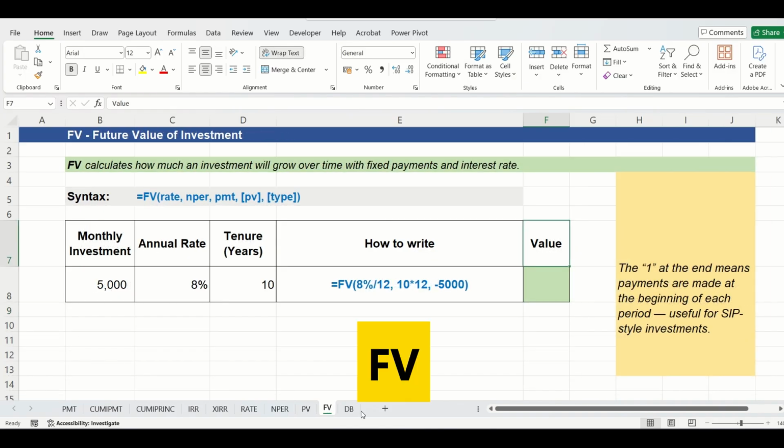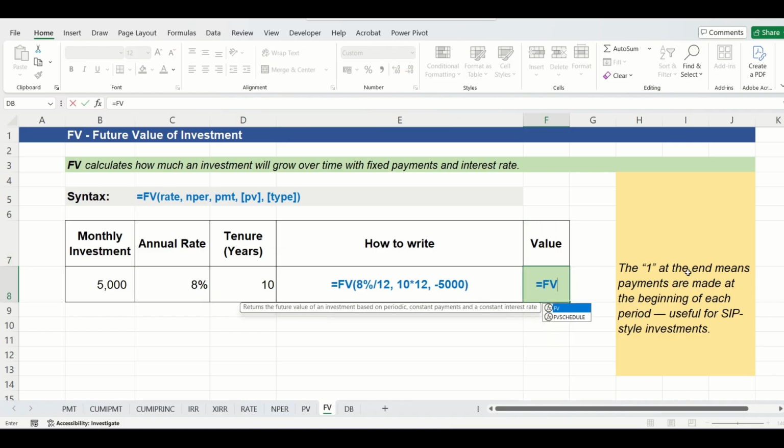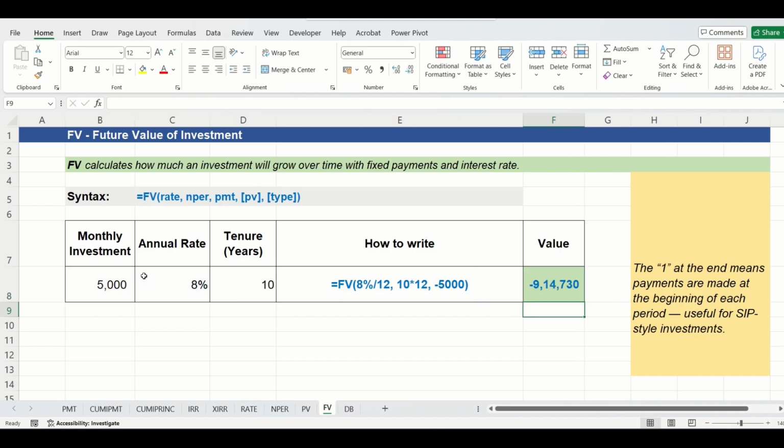A similar formula is FV, the future value of an investment, which calculates how much an investment will grow over time with fixed payments and interest rate. So this is also a similar case. You have to write FV, open the bracket, the annual rate of interest divided by 12, comma, tenure. Here the tenure is given in years, so you need to multiply it by 12 to get it in months, comma, the monthly investment. Close the bracket and hit enter.